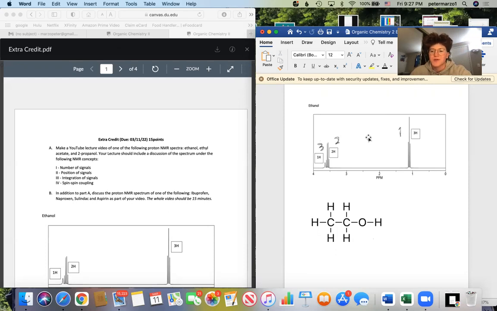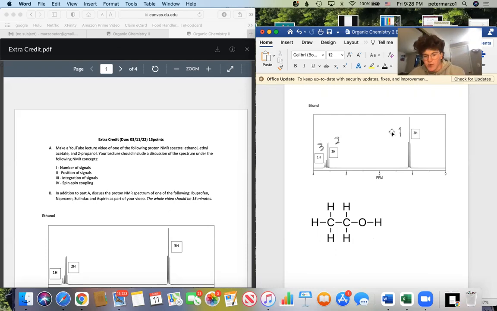Also, it is important to note that the integration for each of these signals shows the number of hydrogens on the specific signal, not the neighbor. So the shape of the signal will show the number of hydrogens on the neighbor, whereas the integration will show the number of hydrogens on the specific signal. So we can see here that signal 1 has 3 equivalent hydrogens, signal 2 has 2 equivalent hydrogens, and signal 3 has 1 equivalent hydrogen.